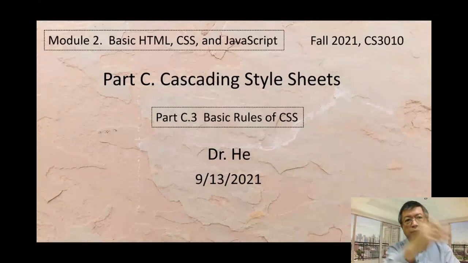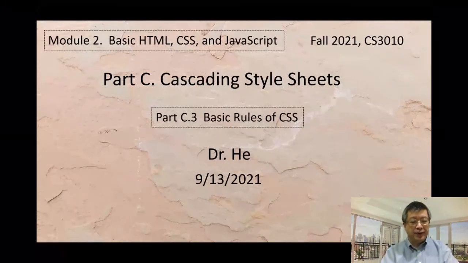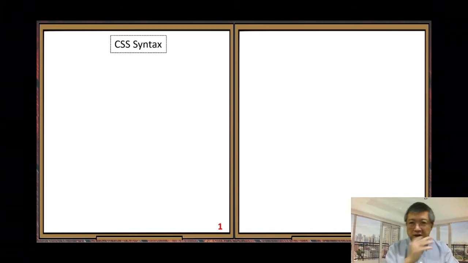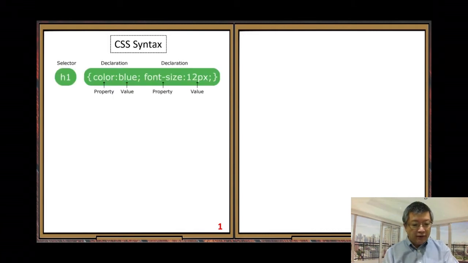C.3, Basic Rules of CSS. So in this part, first, let us look at the typical way we write a CSS rule. CSS syntax. All right. First, let me use this example to show you the basic elements when we define a CSS rule. So here, the whole thing here, we call a CSS rule.